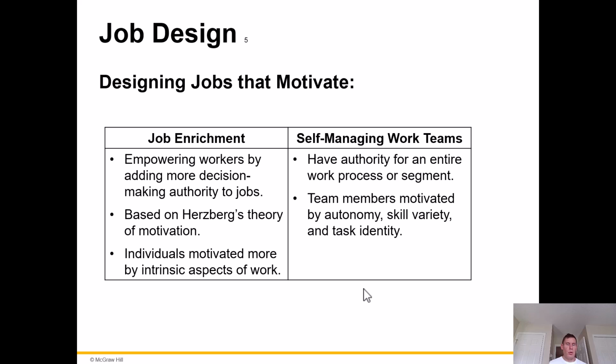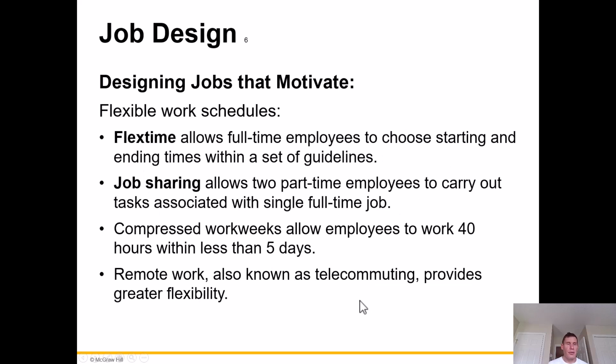So maybe putting more power in their hands could be a good thing, could help motivate them. With respect to self-managing work teams, these teams have the authority for an entire work process or segment. The team members are motivated usually by autonomy, skill variety, and task identity. Now, of course, this is something a lot of people like: flexible work schedules.